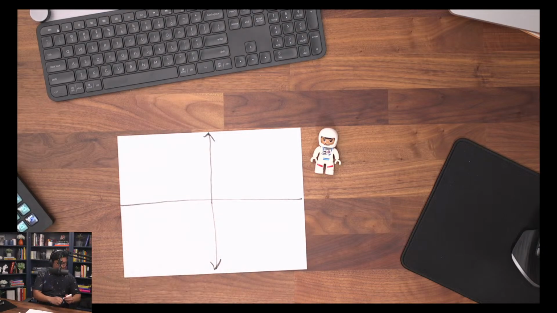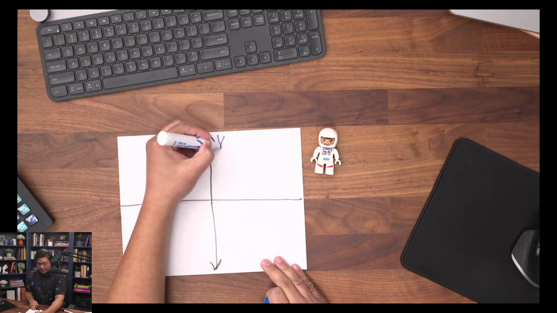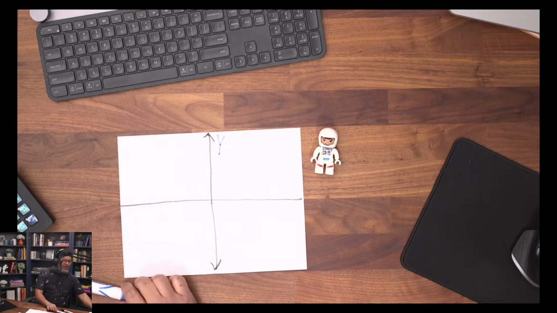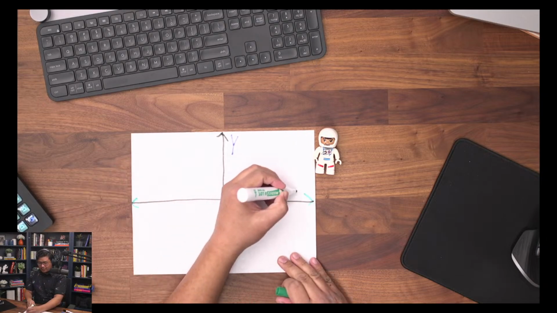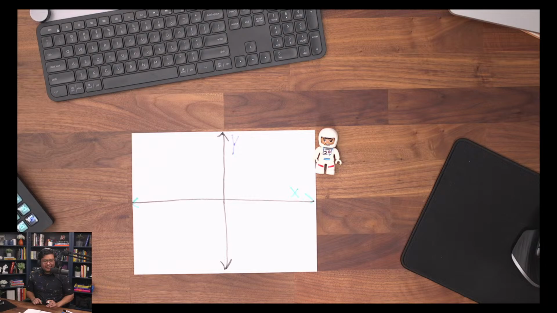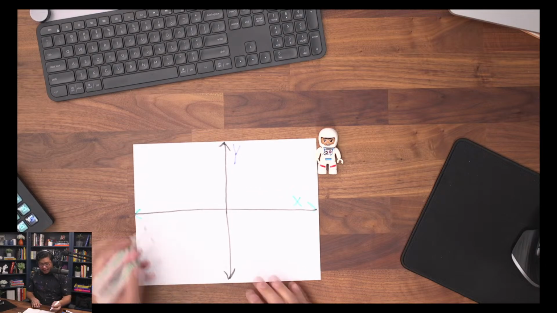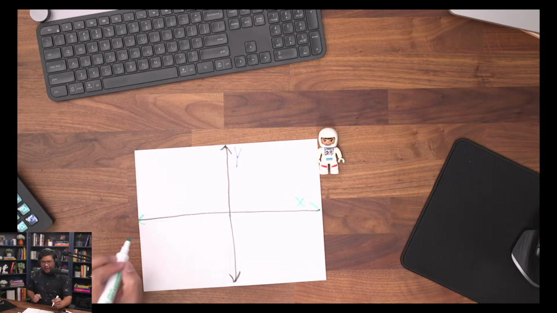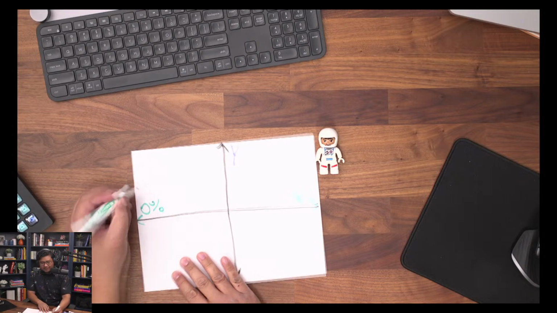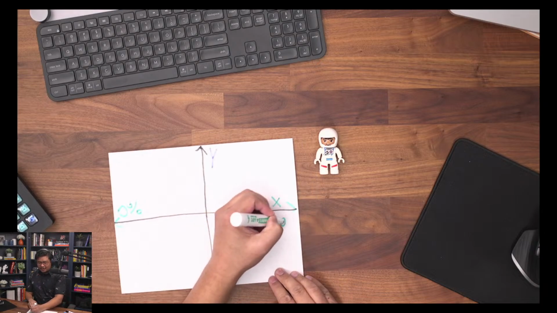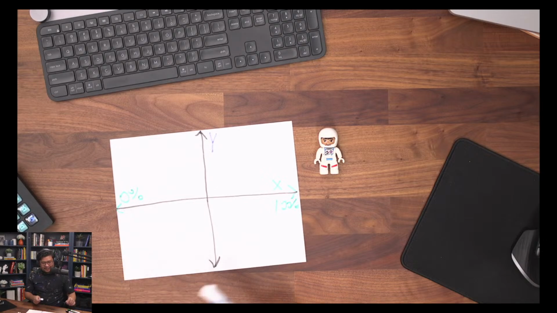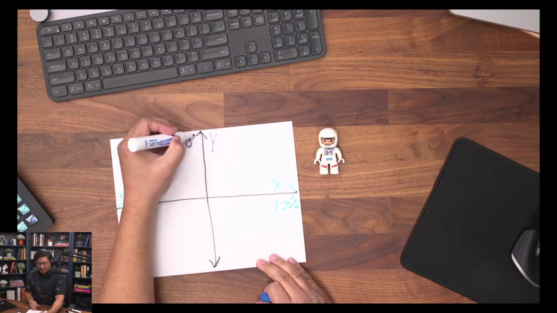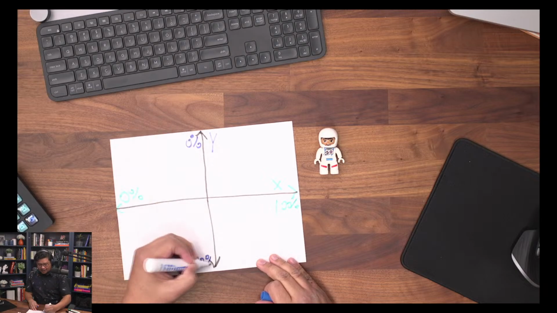Oh, let me get a different color. Up and down is going to be Y. That's our Y axis. Left and right, or horizontal, is going to be our X axis. Can you all see that? Cool. So X 0% on a screen is over here. 100% is all the way to the other side, all the way to the right. Whereas Y is 0% at the top and 100% at the bottom.